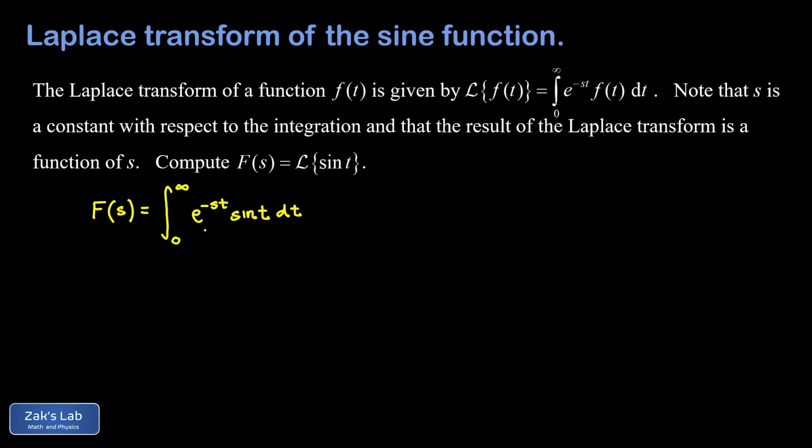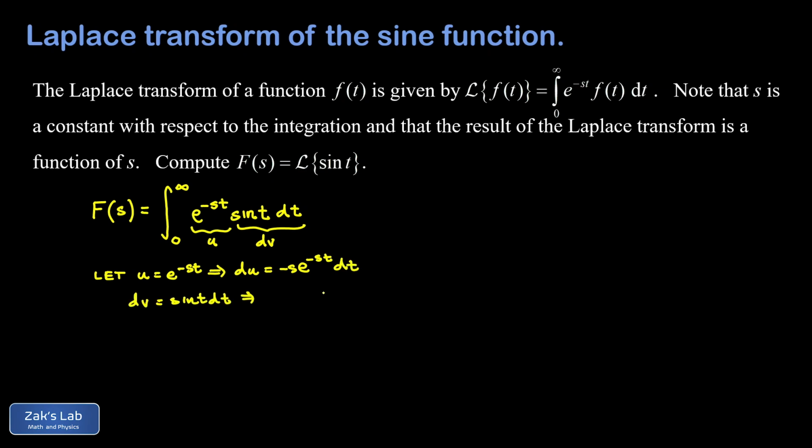So we start using integration by parts here, and I'm going to call e to the negative st, I'm going to call that u, and then sine t dt, I'm going to call that dv. So there's our definition of u, and I need a differential of that. So du is going to be negative s e to the negative st dt, and dv again, that's sine t dt, which implies that v is negative cosine of t. So our original integral becomes u times v, so that's negative e to the negative st cosine t, and we're evaluating that from 0 to infinity, minus the integral of v du.